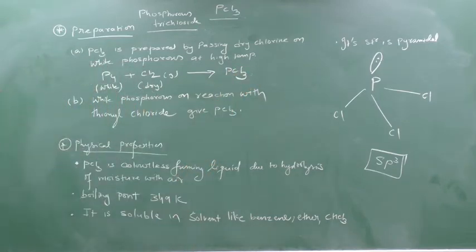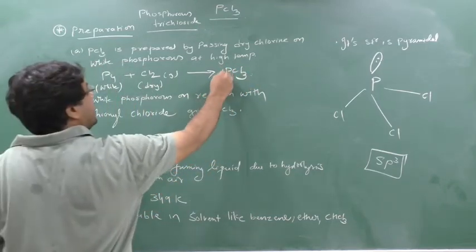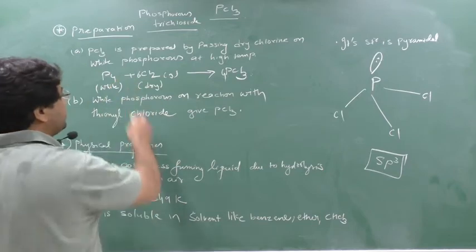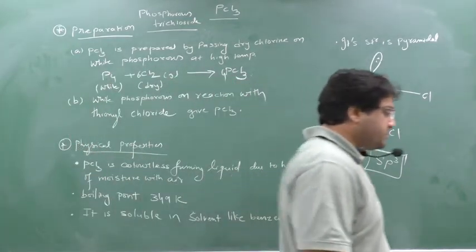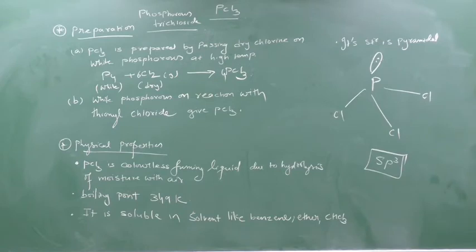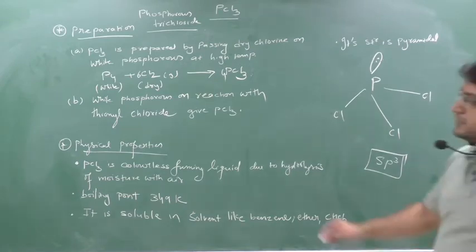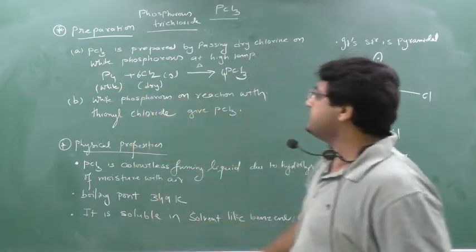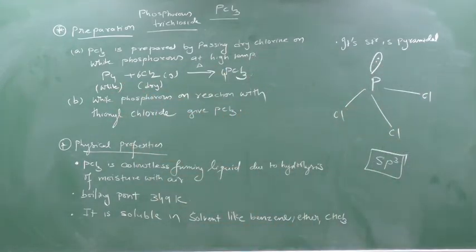Balance the reaction. When you balance the reaction, here 4 and here 6. 4 is clear. So this is the first preparation of PCl3: PCl3 is prepared by passing dry chlorine gas over white phosphorus at a very high temperature, which means heating is required. Clear this part?